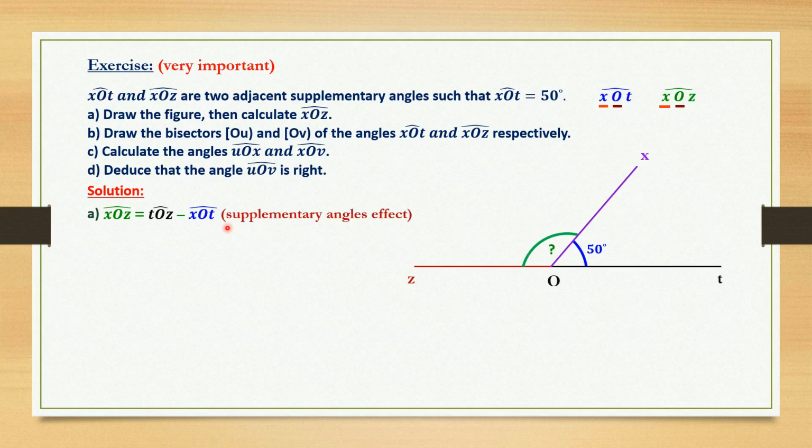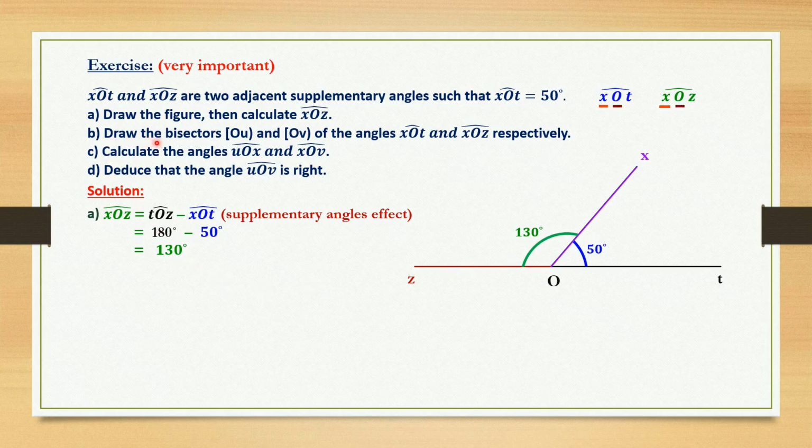Why? What gave me the right to write this equation? We use the supplementary angles property, the fact that their sum is 180 degrees. So XOZ equals 180 degrees minus 50 degrees, equals 130 degrees. Now I know the measure of XOZ. I can write it on the figure in case I want to use it later on.